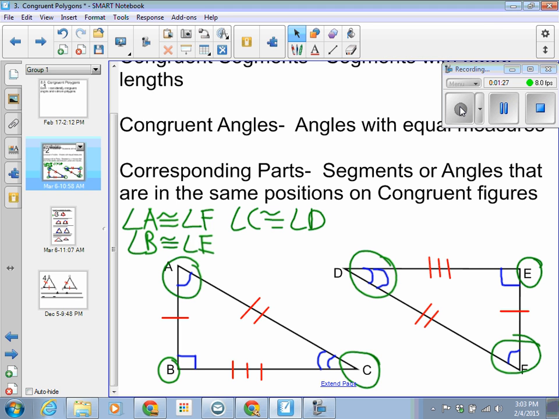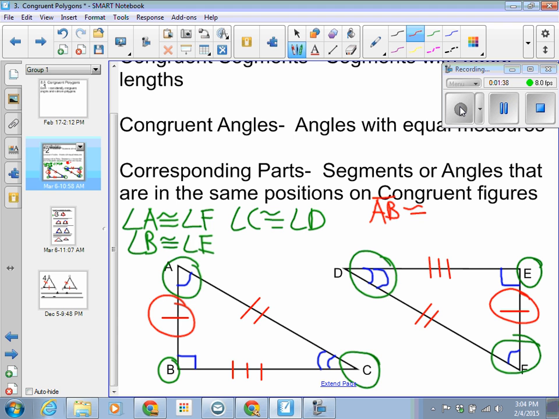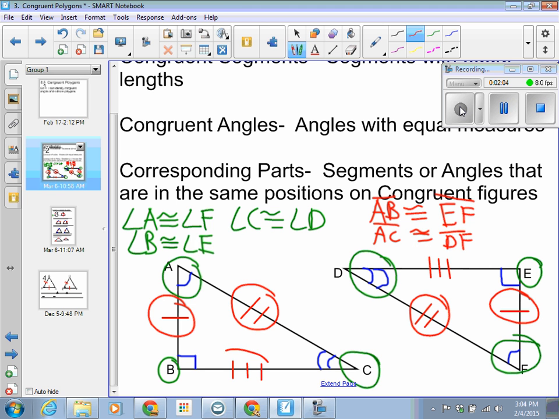So we also have congruent segments here. Look for our tick marks. We see one tick mark on AB and one on EF. So we'll say that segment AB is congruent to segment EF. And there's segment AC, congruent to segment DF. And finally, segment BC and segment ED have three tick marks. So those are the corresponding parts because they're congruent.